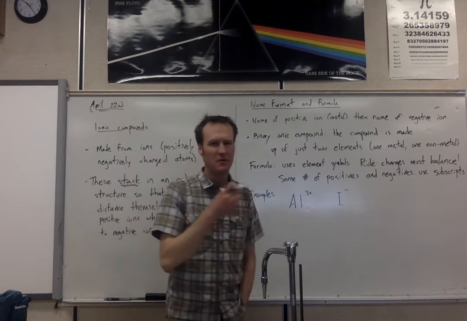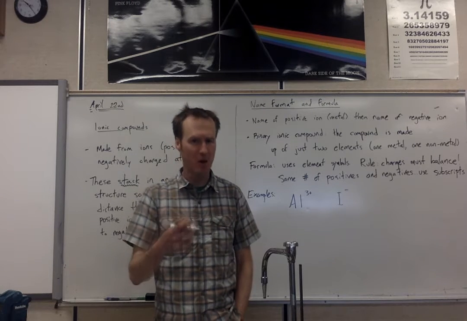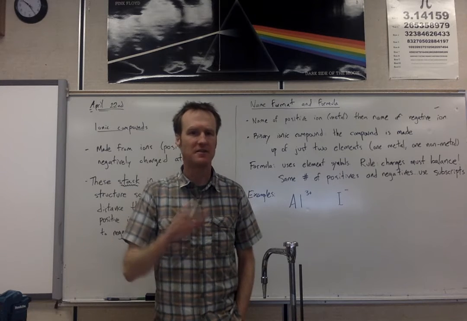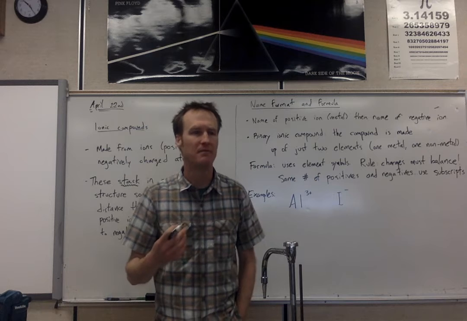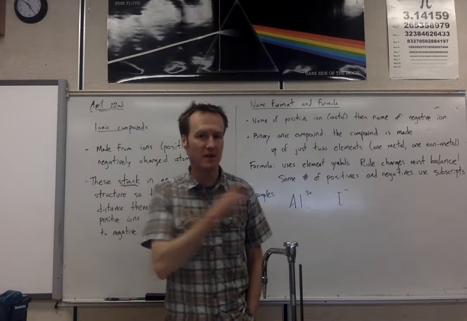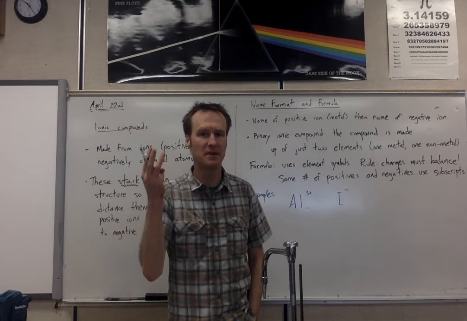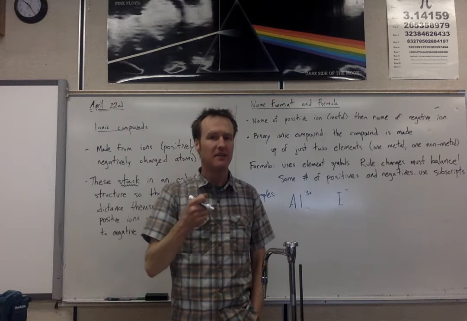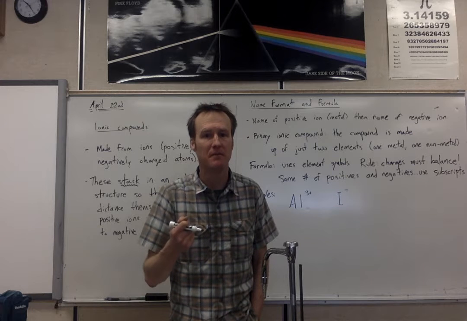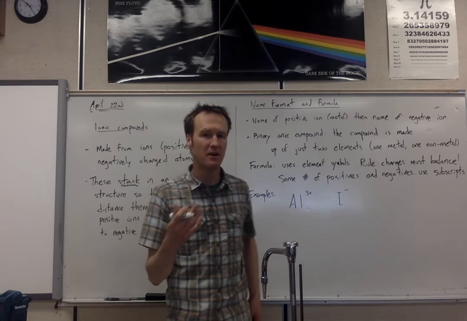Now, the rule for giving the formula for an ionic compound is the positive charges in the formula must balance the negative charges. It's a simple rule, but you always have to follow it. Now, how many iodide ions do I need to balance with the one aluminum ion? Aluminum is +3. Each iodide is a -1. So we need 3 of them. The -3 from the iodide will balance with the +3 from the aluminum.